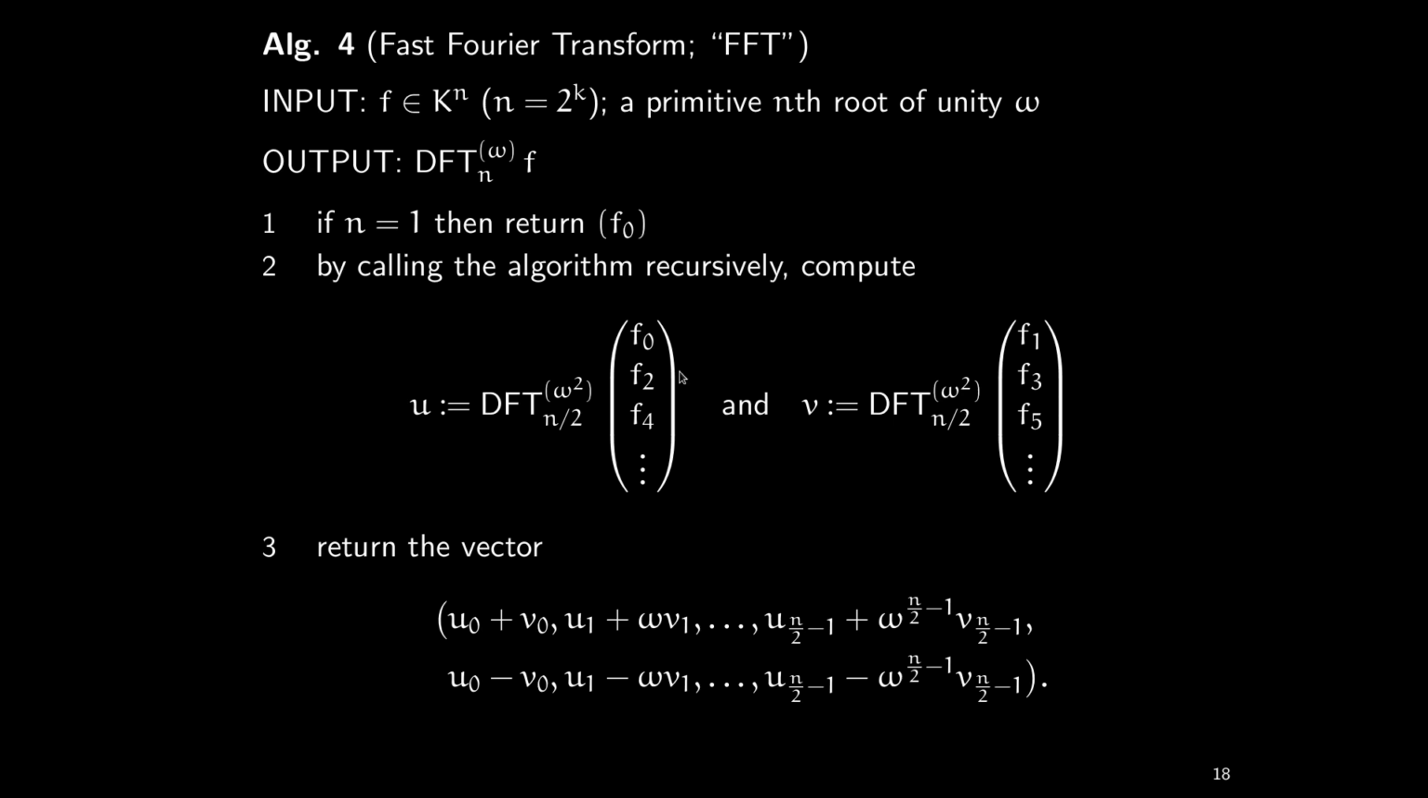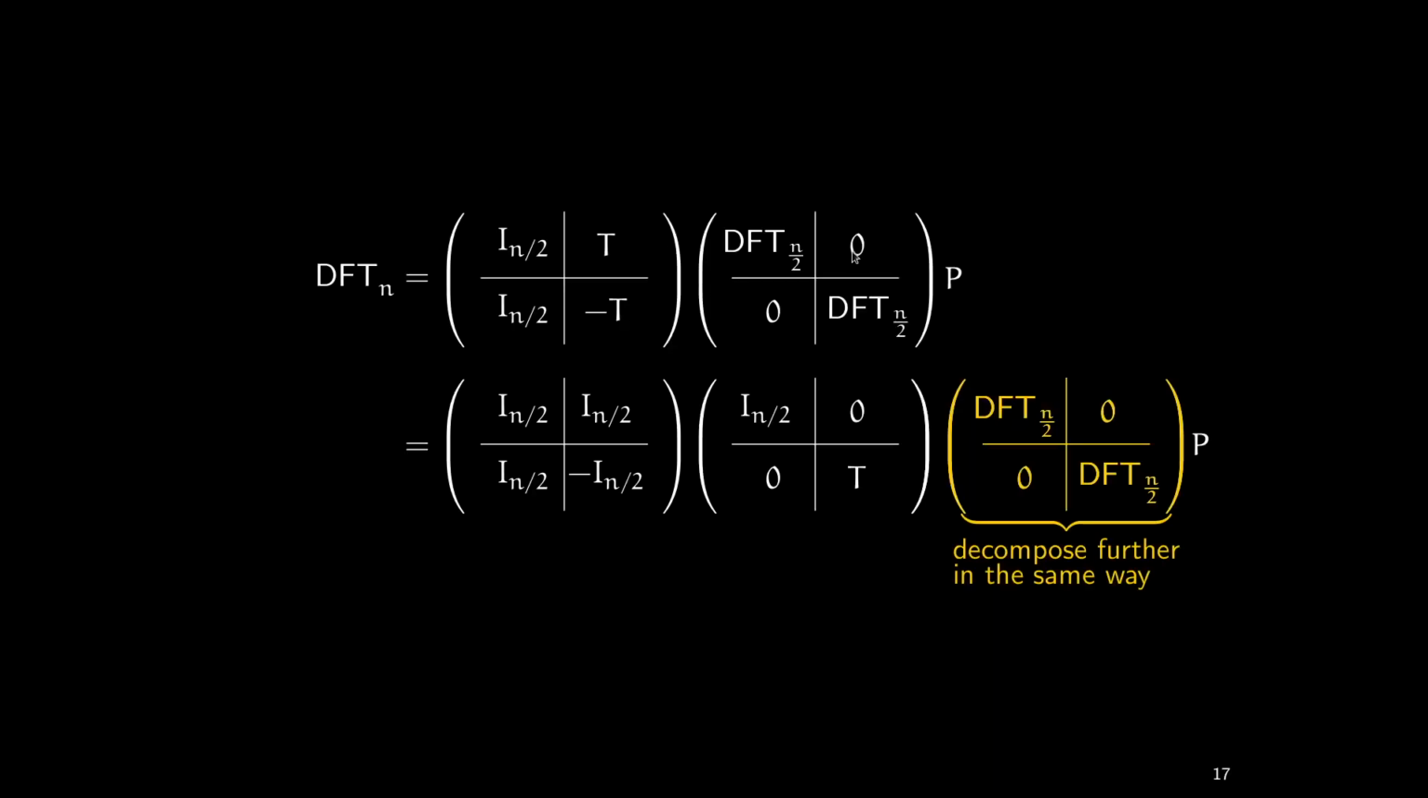Next, you call the algorithm recursively and apply the DFT of half the size with omega square as root of unity twice. Once to the entries of f with even indices and once to the entries of f with odd indices. This gives u and v. And then you are here. You have carried out this one. This was the permutation that separated odd and even indices. This was the recursive call, and now you are here and you have to execute this matrix.